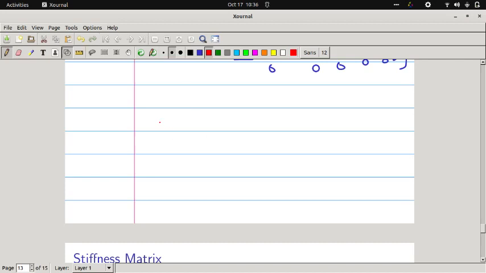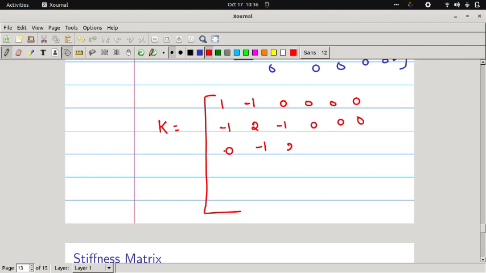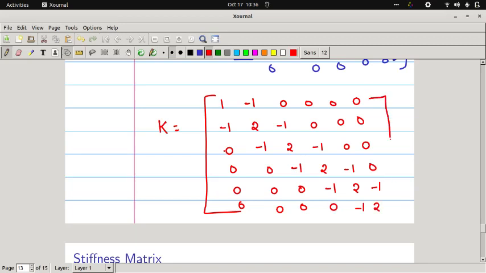Finally, if you add all the matrices, the global stiffness matrix is: 1, minus 1, 0, 0, 0, 0; minus 1, 2, minus 1, 0, 0, 0; 0, minus 1, 2, minus 1, 0, 0; 0, 0, minus 1, 2, minus 1, 0; 0, 0, 0, minus 1, 2, minus 1; and 0, 0, 0, 0, minus 1, and sorry, not 2, here you get 1 only. So this is finally your stiffness matrix.